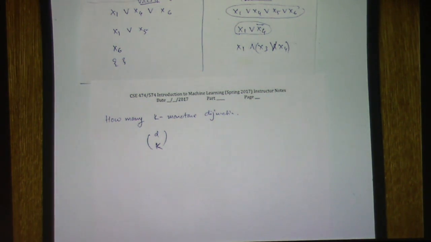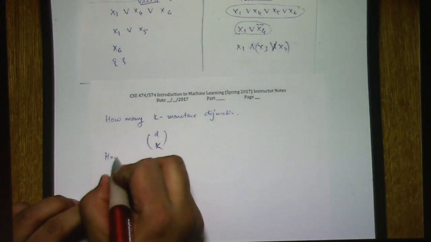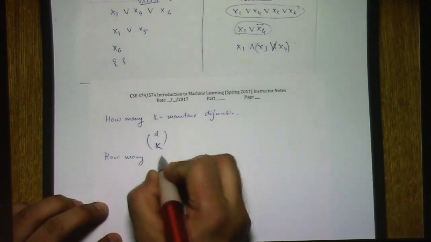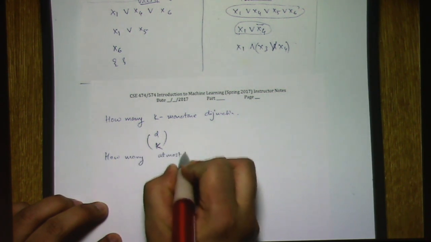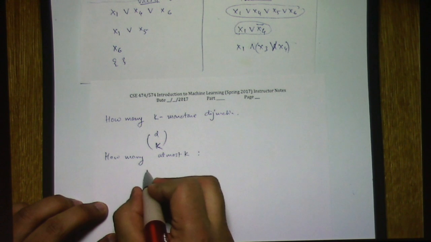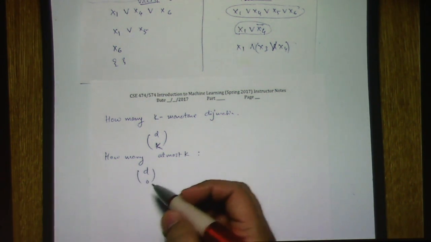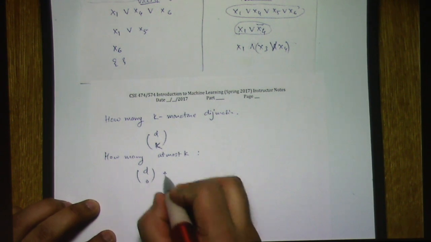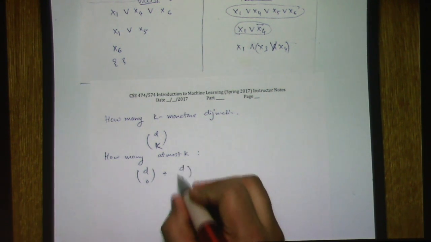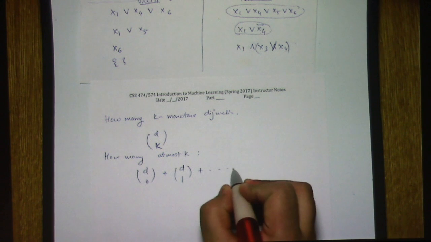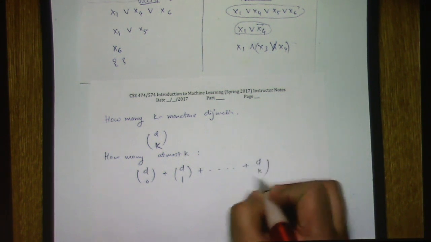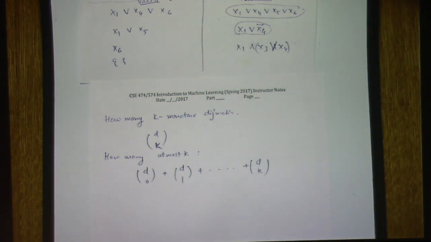Right? Then somebody asks how many at most k. Then that would just be a summation. So you can either have none, so that's just one way. That's d choose k. You can have one, which would be d ways, and so on, up to d. Right? This is just combinatorial. Any question about that now?